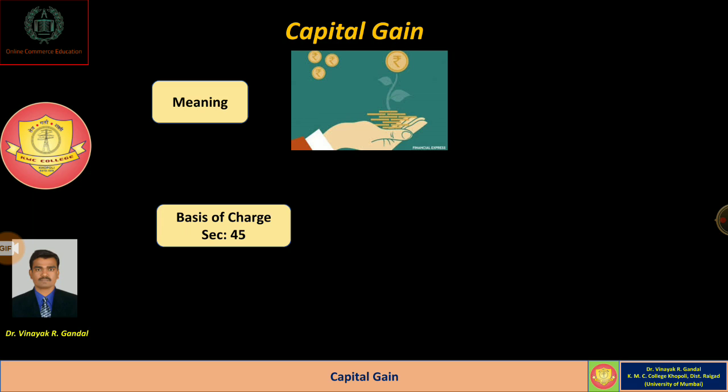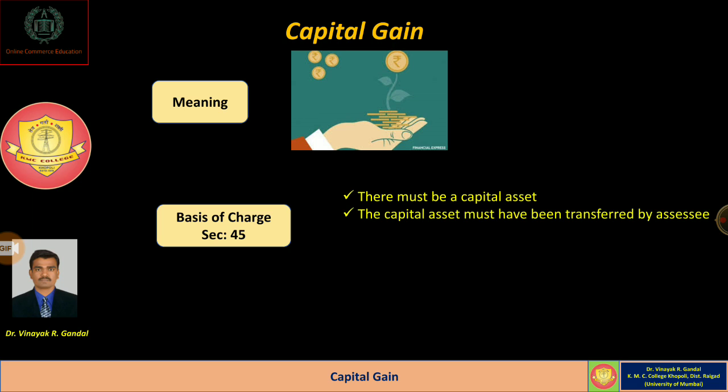It is also said that capital gains tax liability arises only when some basic conditions are satisfied. For the purpose of the basis of charge under capital gain, there must be a fulfillment of some basic conditions. The first condition is that there must be a capital asset. When we talk about capital gain, there must be a transfer of a capital asset, and the capital asset must have been transferred by the assessee, not by other persons.